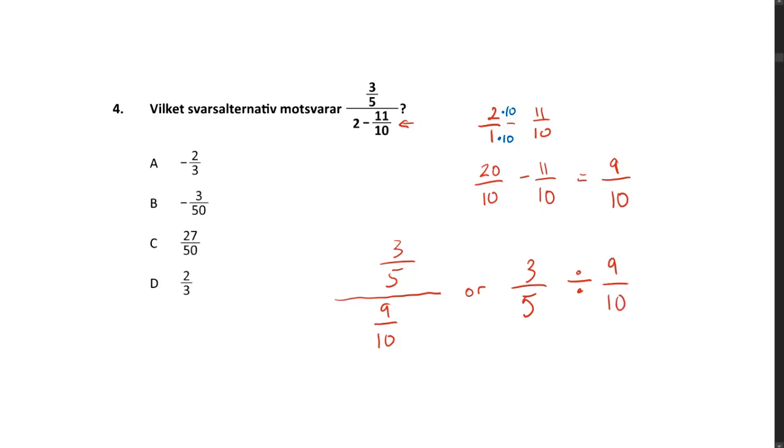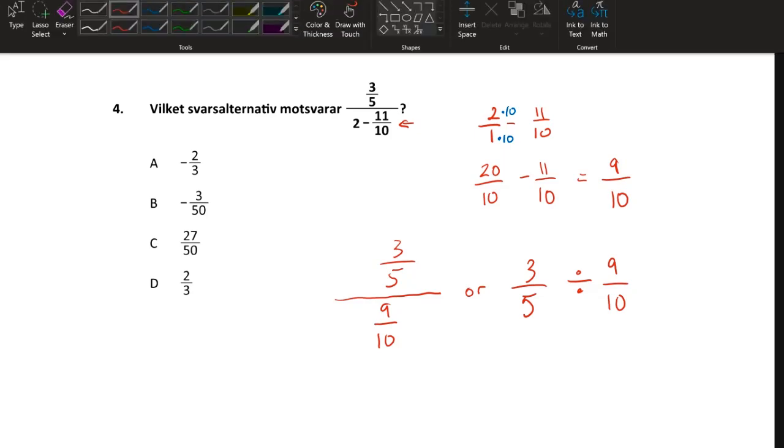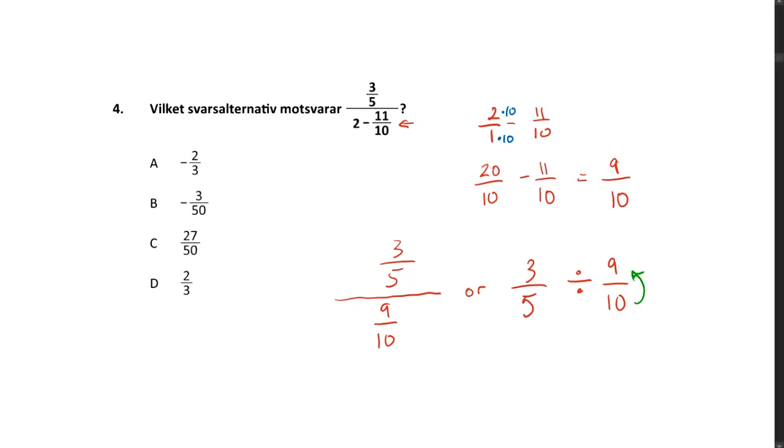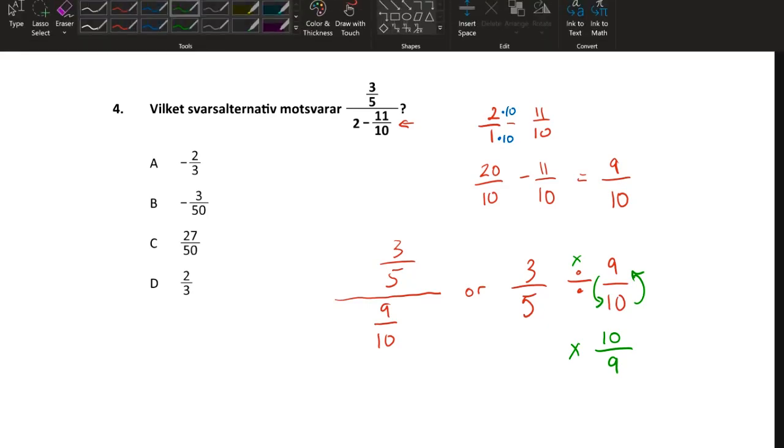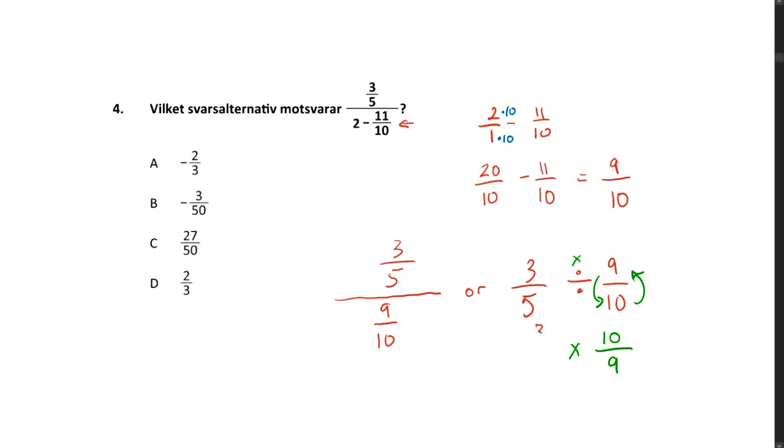When we divide fractions, there's a trick we can do. What we can do is flip this fraction upside down and change this to multiply. What I mean by this is we change this to multiply, and then we have 10 over 9. 3 over 5 times 10 over 9. 3 times 10 is 30. 5 times 9 is 45.